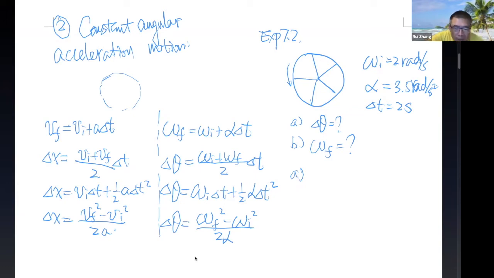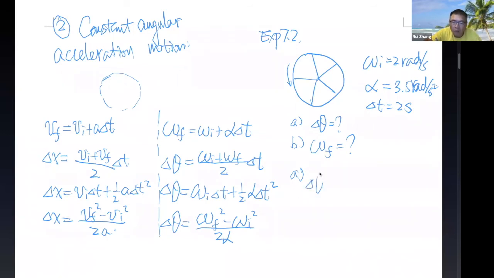Okay, got one answer here. 3. Okay, somebody says 3. Okay, got two answers. I guess everybody agrees it's 3. So if you look at 3, we have omega i, alpha, delta t. We have everything, so 3 is the best. This one is not working because we don't know omega f. Same thing for this one. So let's use 3 then.